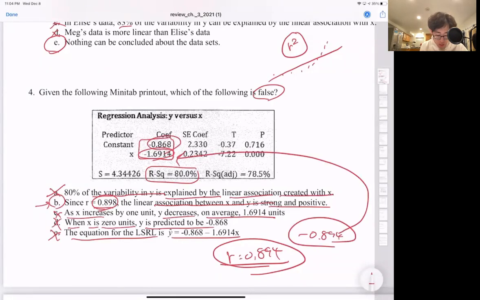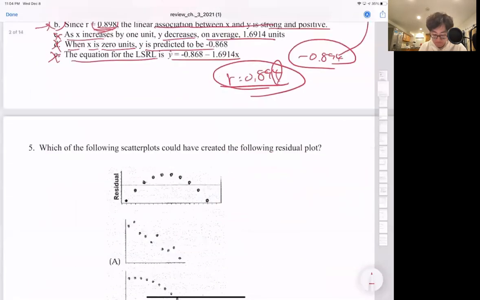So since R is 0.898, I don't like it because it should say 4. But at the same time, R should say negative 0.898, because the slope is negative, which means the line is going down. Your correlation coefficient should also be a negative number.